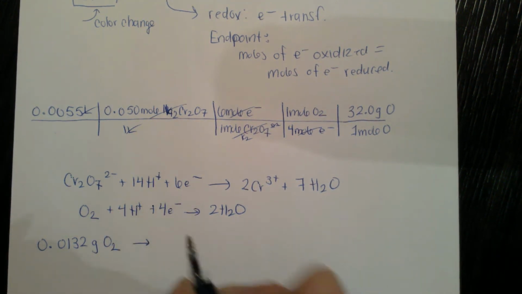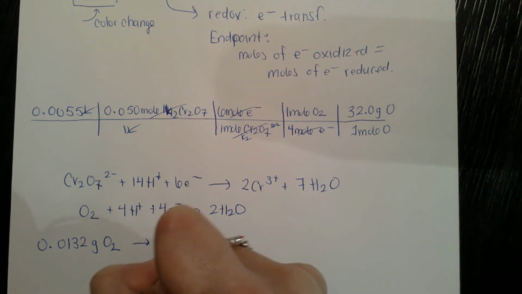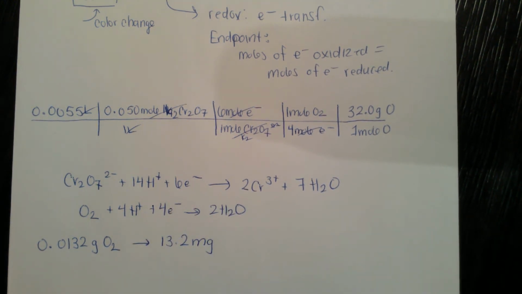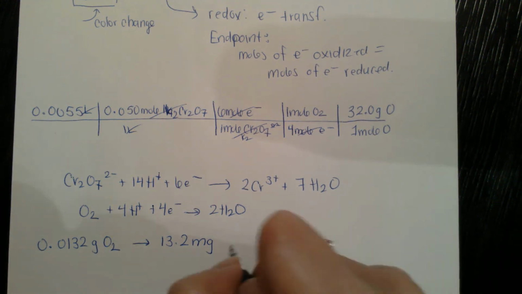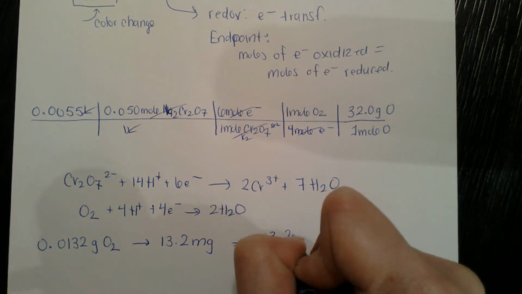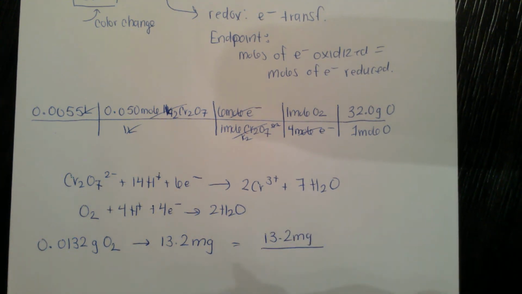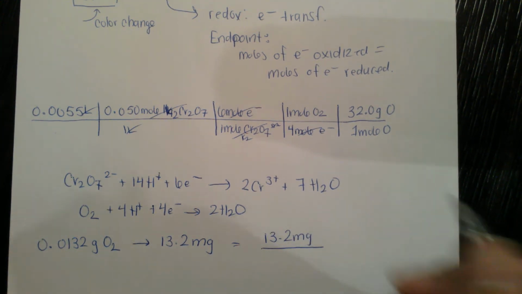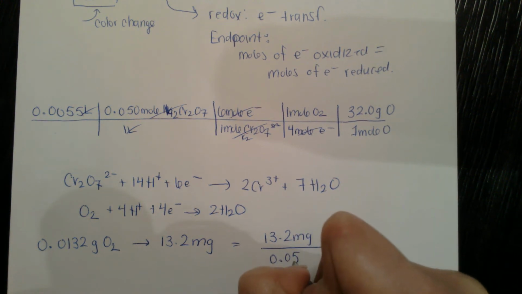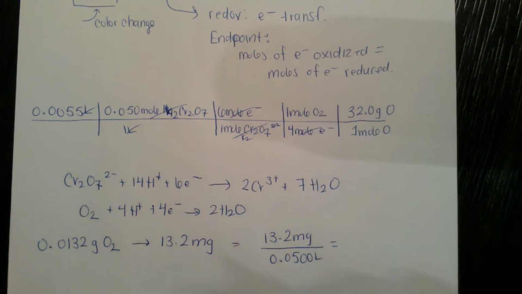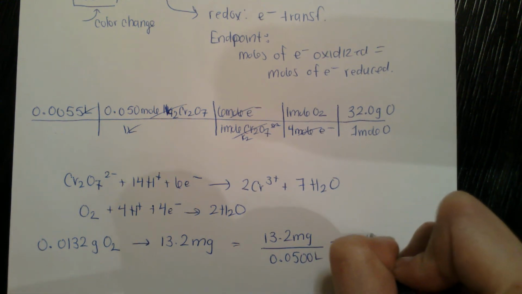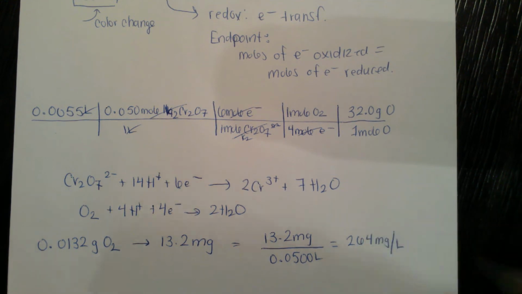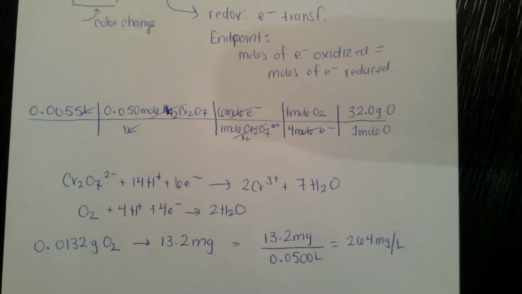So if we turn this into milligrams, that is 13.2 milligrams. And again, we were going to report this in milligrams per liter. So that's going to be 13.2 milligrams. We're going to take that volume of water, that 50 milliliters, and turn that into liters, 0.0500 liters. And when we solve, we get 264 milligrams per liter. Okay, so that is the oxygen demand for this particular water sample, wherever we happen to get it from. Okay, so that's how we do this calculation.